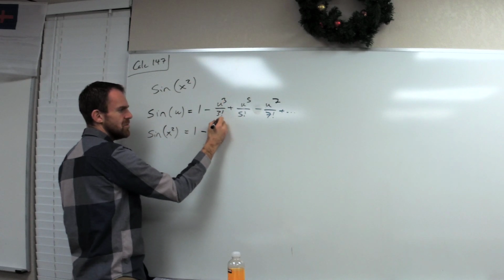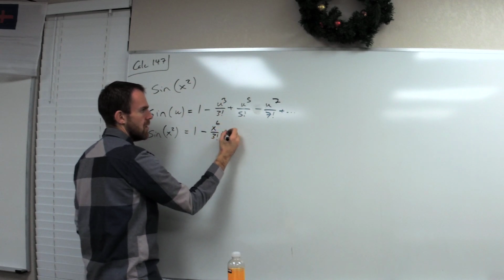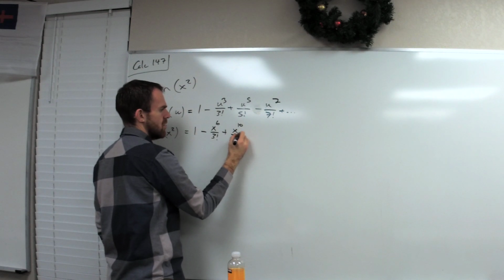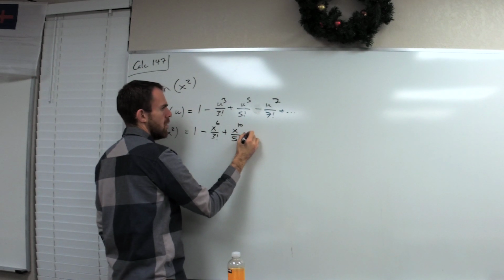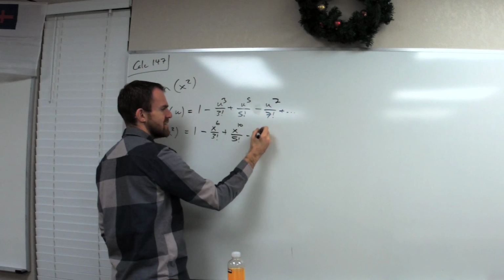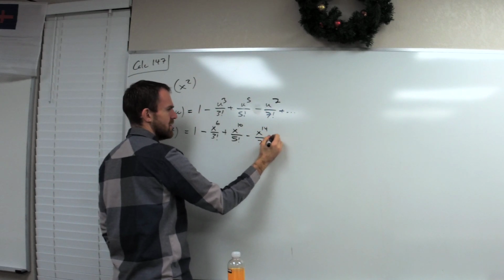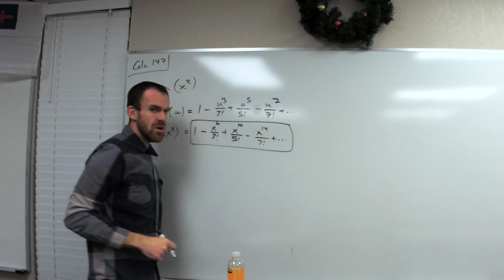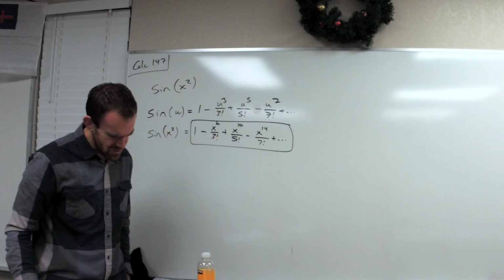So x squared cubed is x to the 6th. x squared to the 5th is x to the 10th. x squared to the 7th is x to the 14th, kind of ugly, and so on. And so that's our power series for sine of x squared.